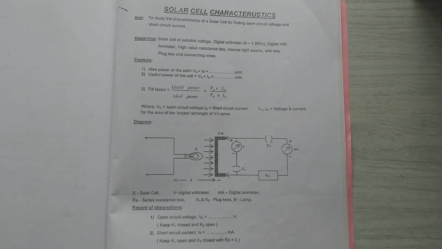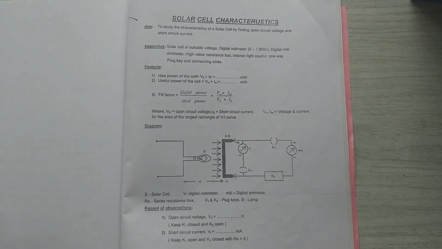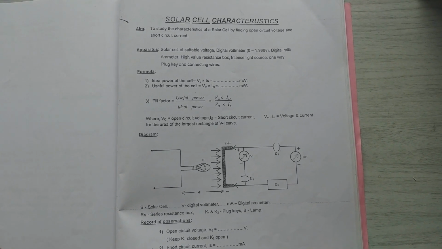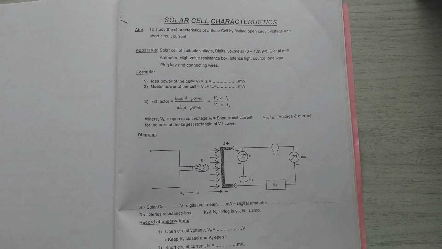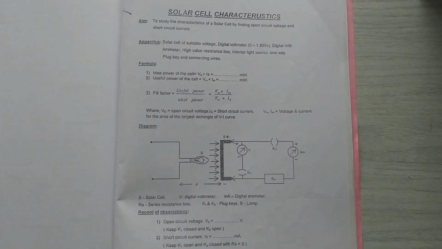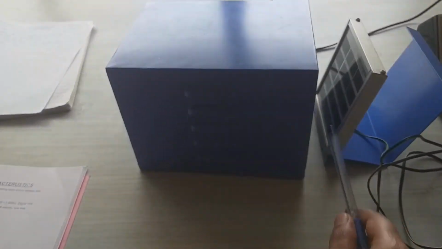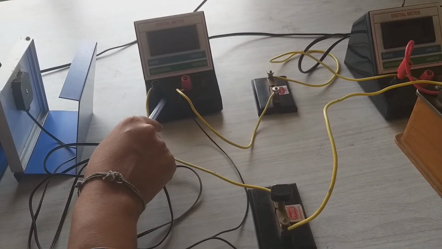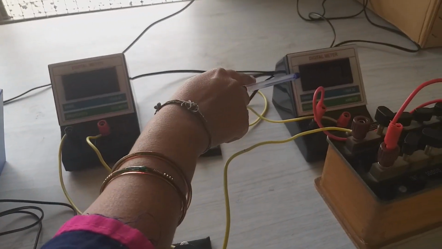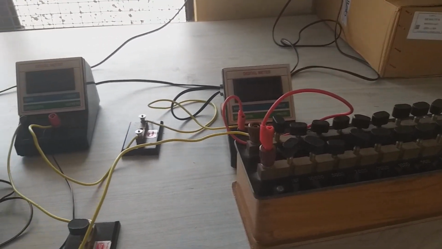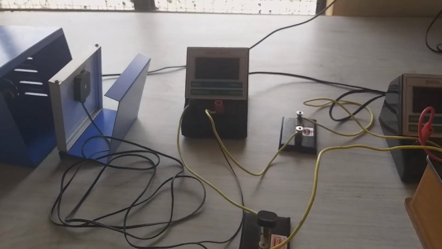Hello everyone. We'll discuss the study of characteristics of a solar cell by finding open circuit voltage and short circuit current. Here the required apparatus are bulb, solar cell, two plug keys, voltmeter, ammeter and resistance box. Let us start the connection.